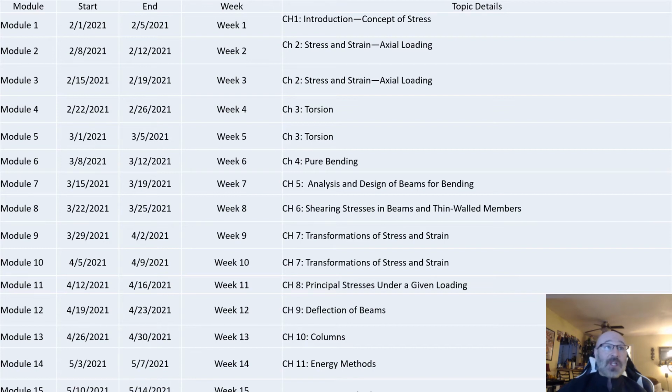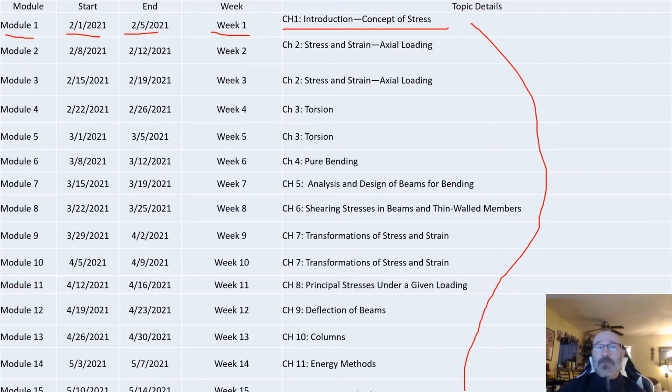So I have listed out here for module 1, this is the start date, the end date, this is related to week 1 of the semester. Here's the topic that we're covering. So this is tentative, but I've gone through and this should stay fairly accurate throughout the semester. If all of a sudden we get to week 6 and there's a lot of interest in questions and problem solving with pure bending, we can spend a little bit more time for that and maybe bump some things around. But for the most part, this will be the outline for your schedule for the semester, the topics we're going to cover, and the related dates to each of those topics.